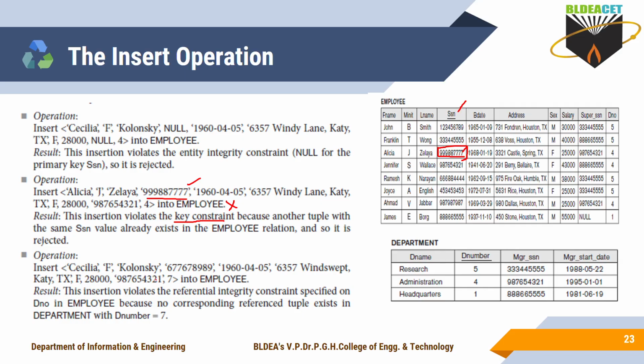Okay. Next, one more example which violates the referential integrity constraint. What does the referential integrity constraint actually tell? This is your foreign key and it refers to the department table's primary key here. So what does the referential integrity constraint tell? What are the values you'll enter for the foreign key? No, those values must be equal to your primary key values.